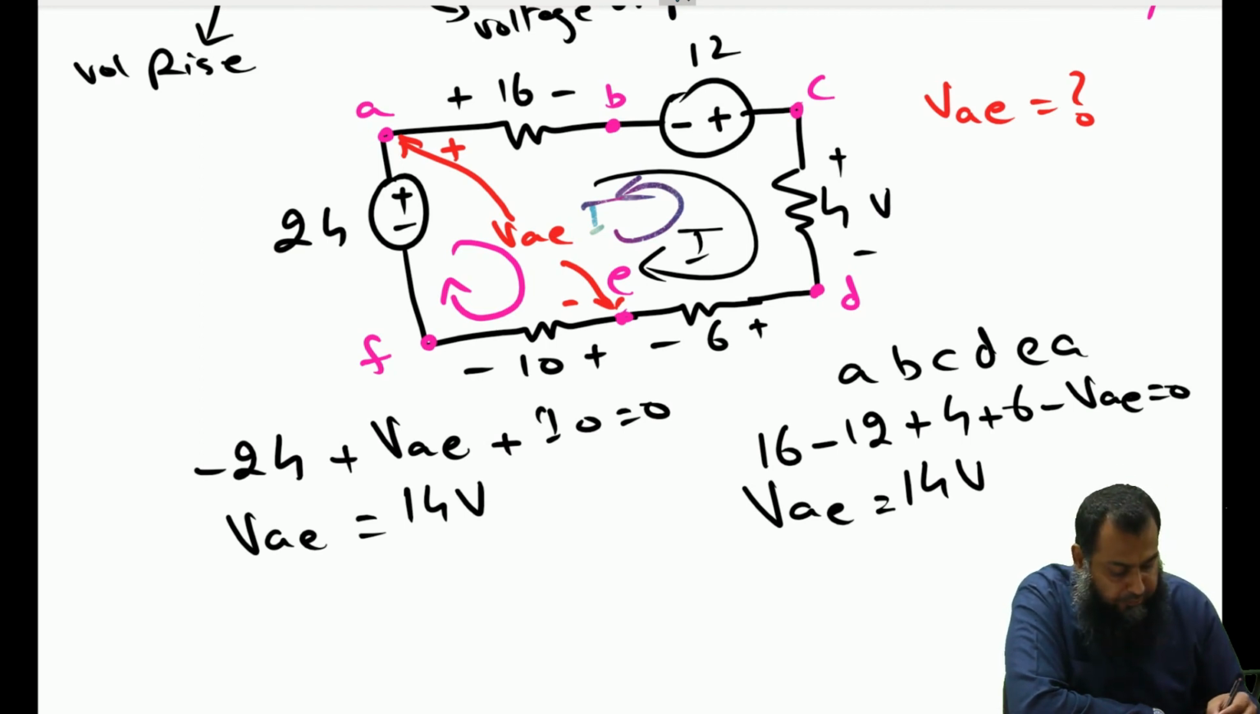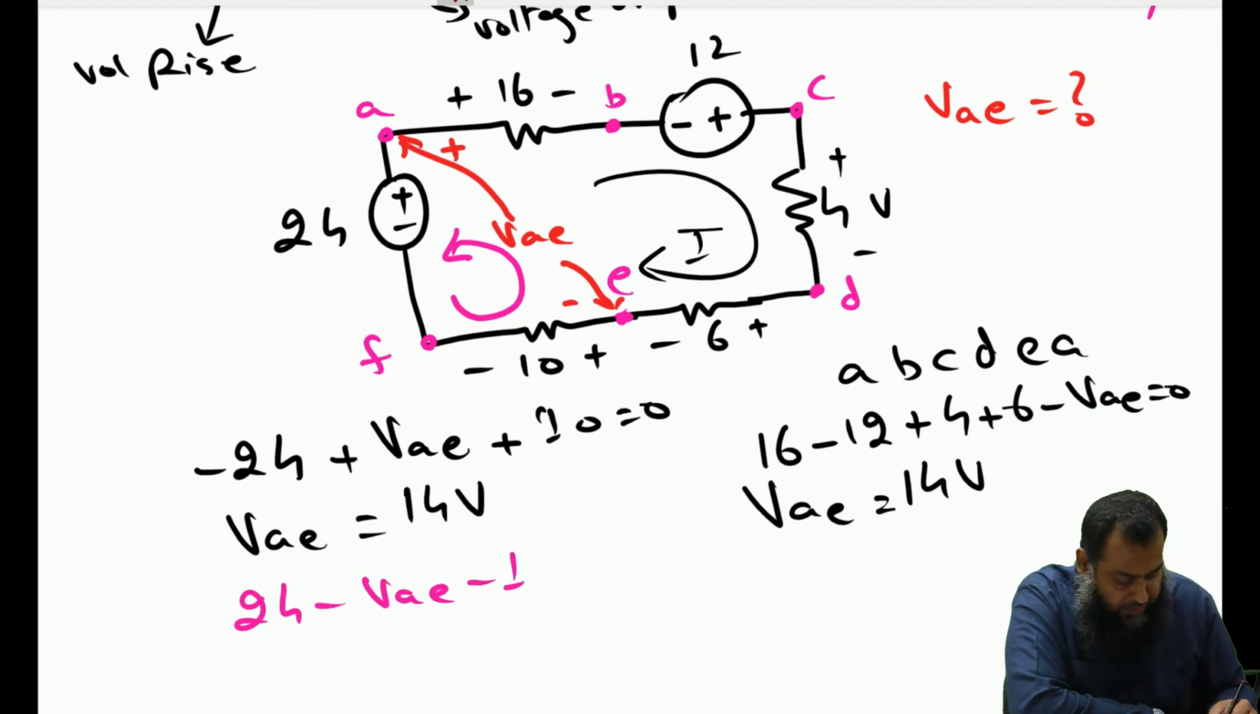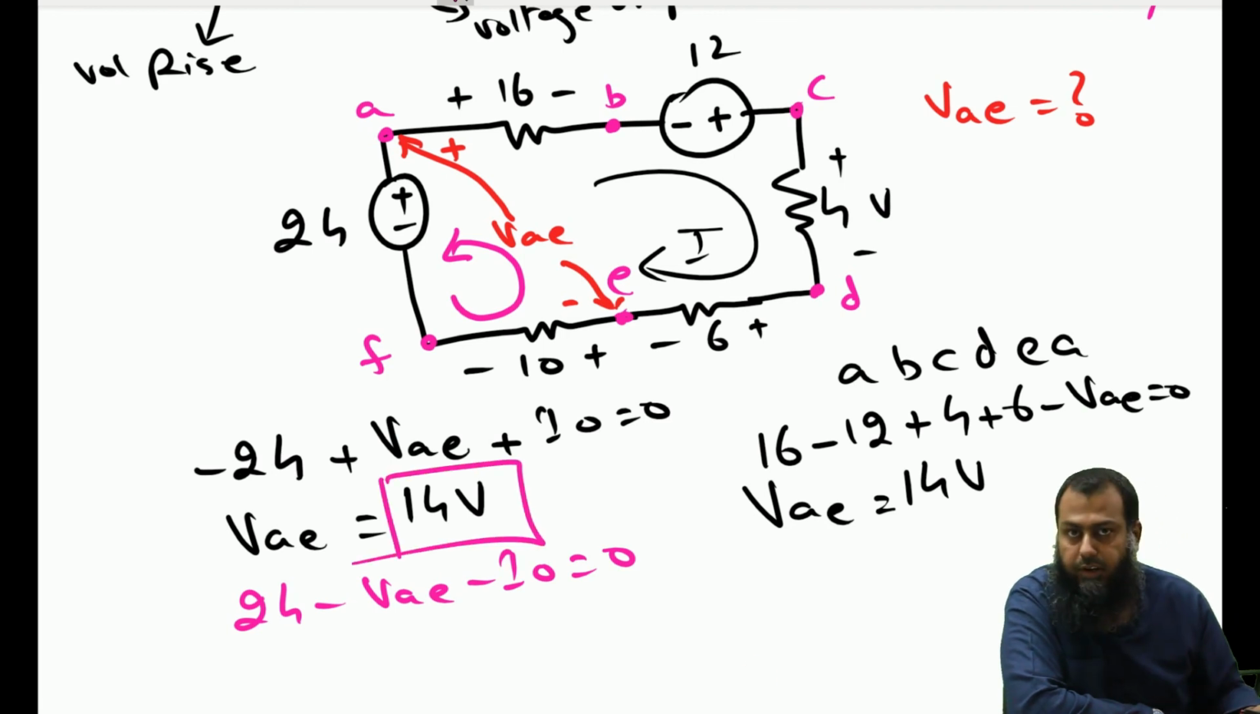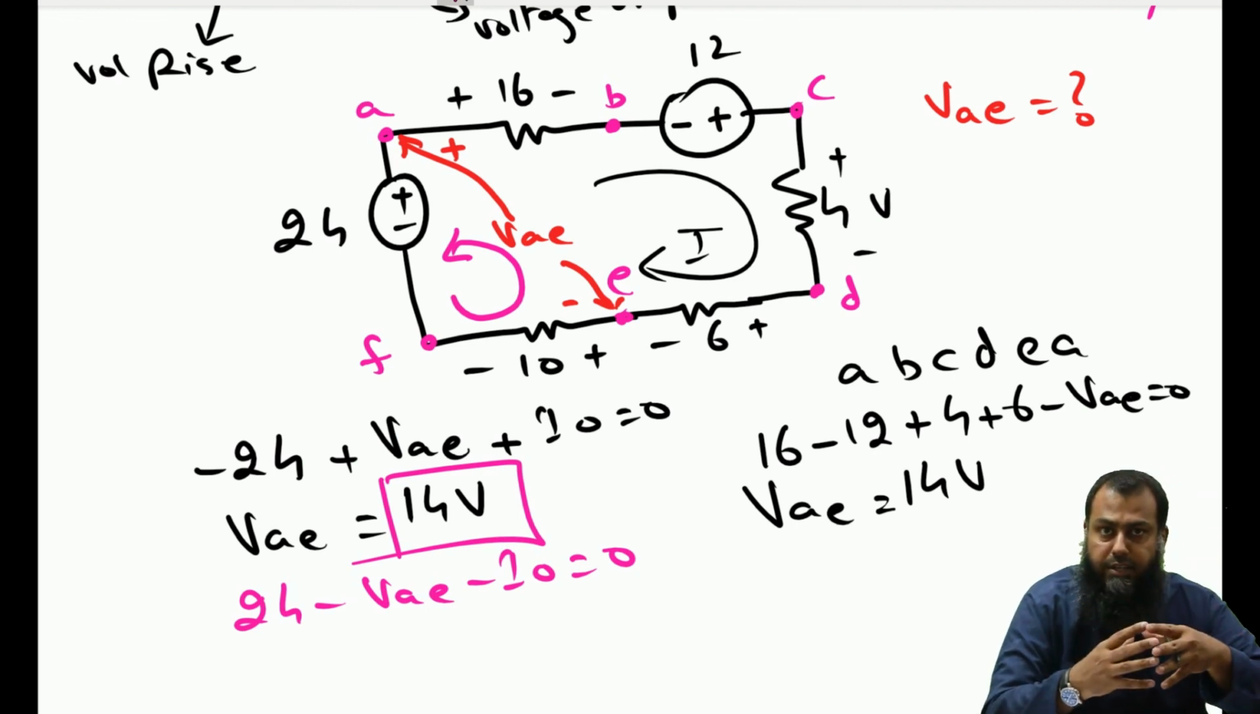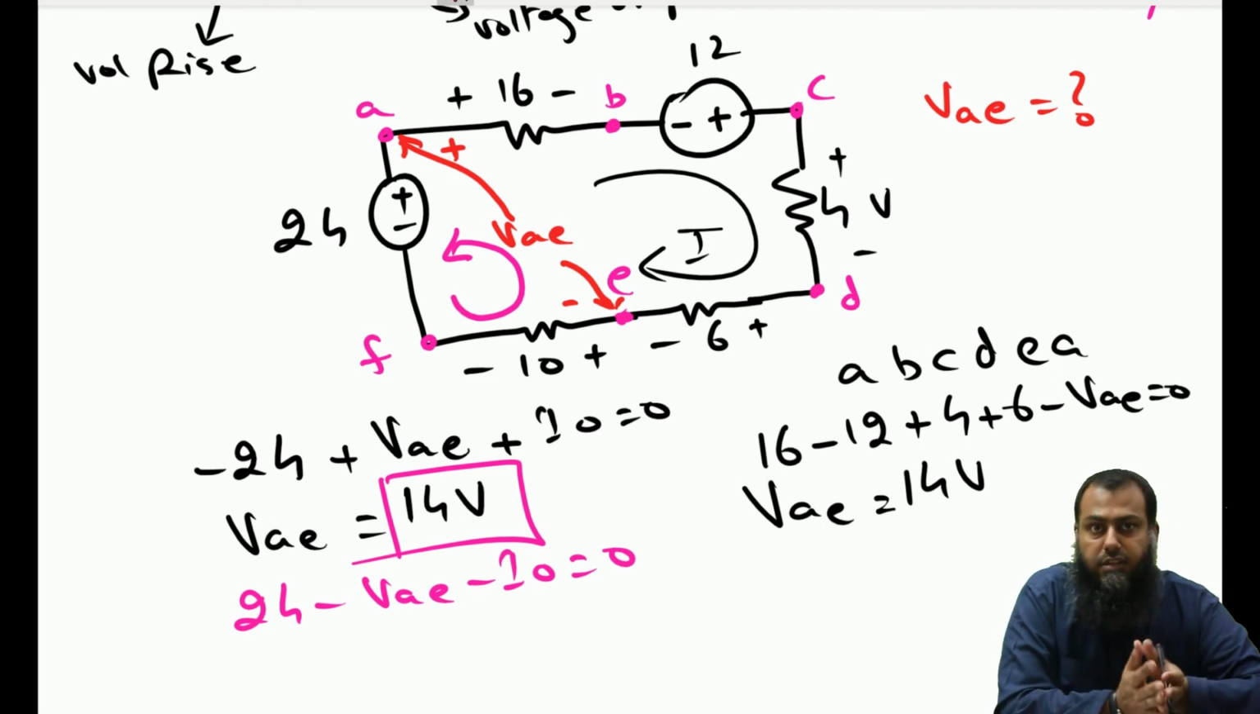So let us assume that we apply the current for this small path in the opposite direction, in a clockwise direction. If I do so, it will just invert the values here. So this will become 24, this is minus VAE, this will be equal to minus 10, and that is equal to 0. And again you will get the same answer as this one, which is equal to 14 volt. So the Kirchhoff's voltage law is very handy in finding out the unknown voltage across 2 points in a circuit, provided that all the other voltages are actually known.